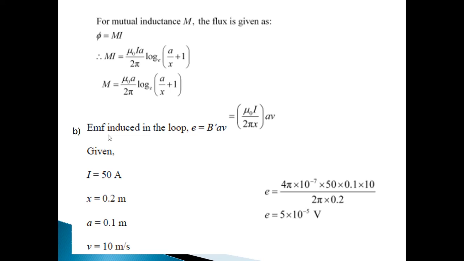So here we have E equal to B dash A V. A is the side of the square loop and it stands for the length or the distance which it moves. B dash is equal to mu naught I by 2 pi x, into A. A is the side of the square and V is the velocity with which the square loop is moving. So when you make the substitutions, you get E equal to 5 into 10 to the power minus 5 volt. This is the EMF induced in the loop.